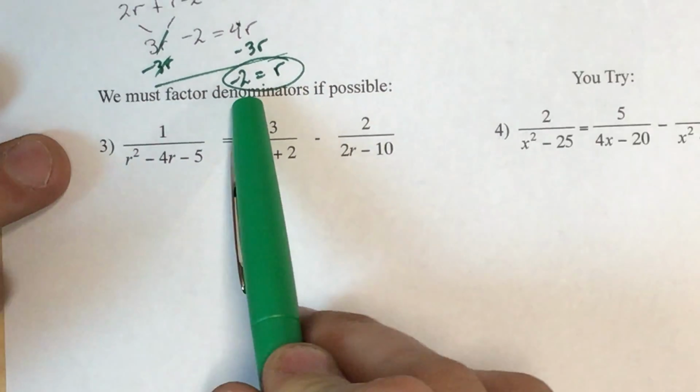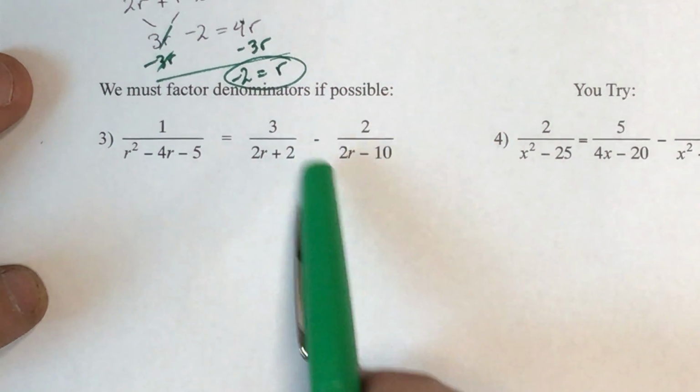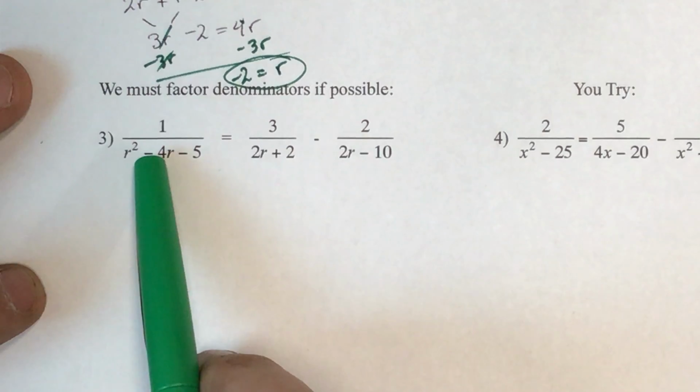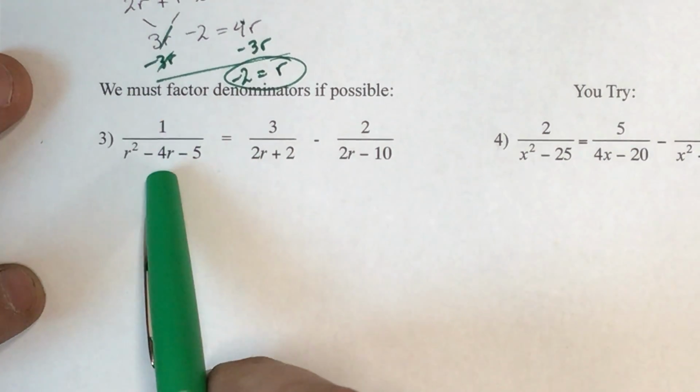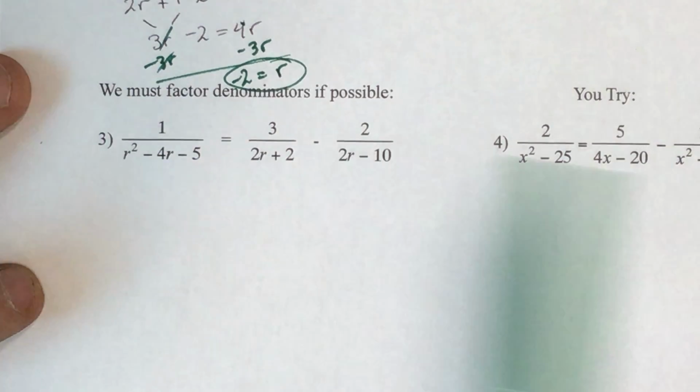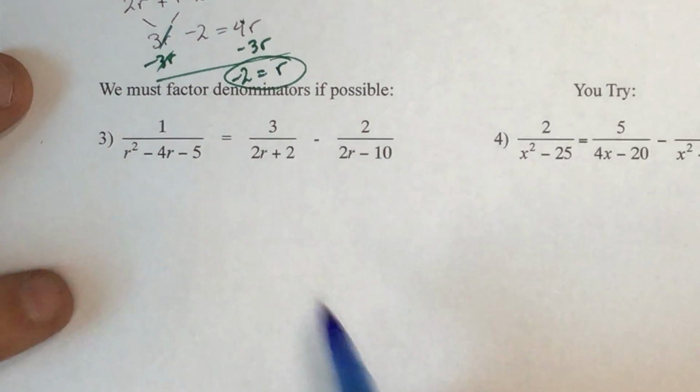We must factor the denominators if possible. So when we are eliminating denominators, we want to hope to have a denominator on the top and bottom. So we are going to factor these and then find those factors and multiply by the factors of the denominator.